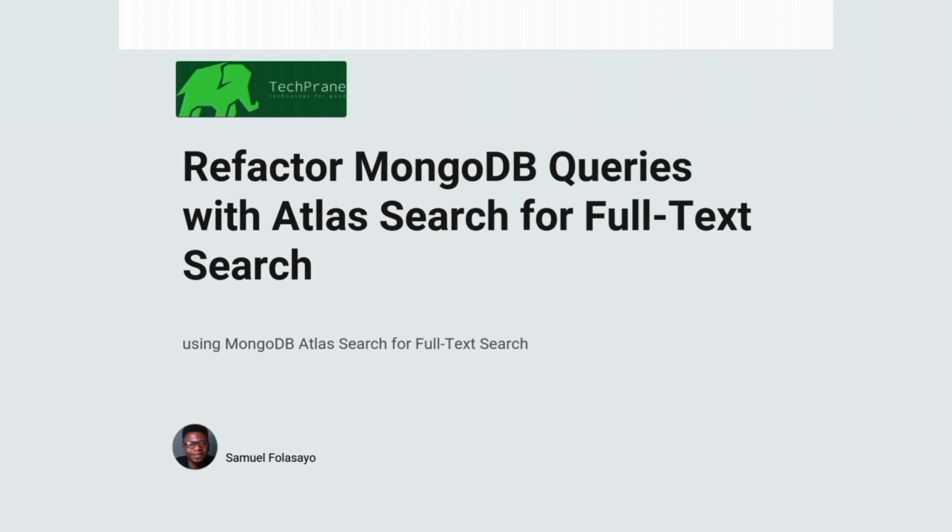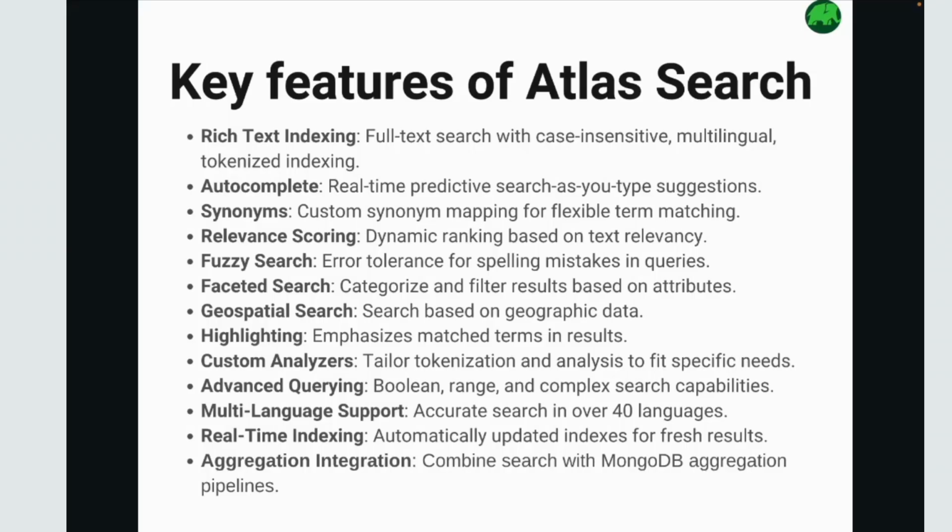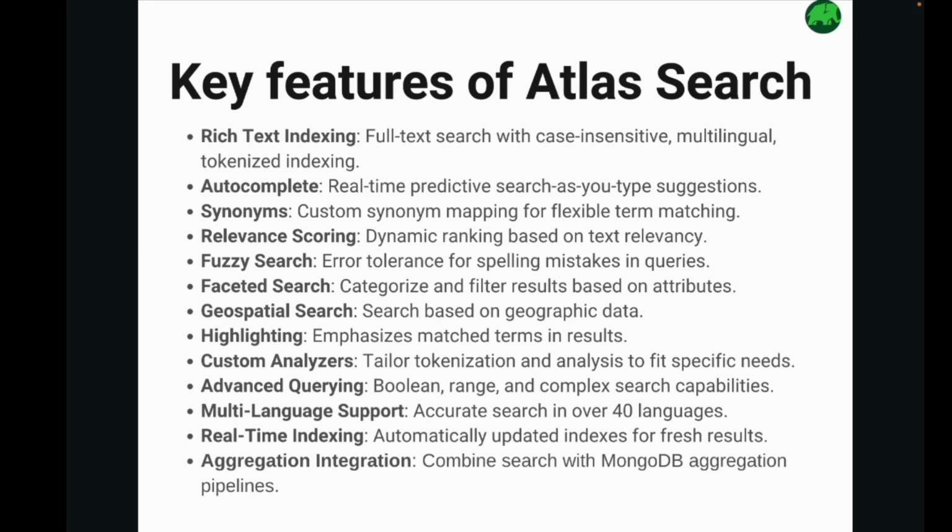We are currently working on a simple Python script that connects to a MongoDB collection with African country data. The method we are looking to refactor is the getCountryByName method, which uses a regex query to fetch country names. While regex works, it is not the most efficient when you are dealing with larger data sets or need more flexible search. But first, let us talk about MongoDB Atlas Search.